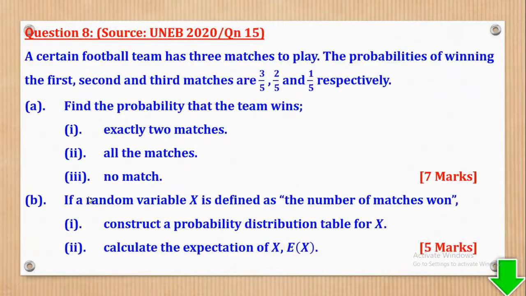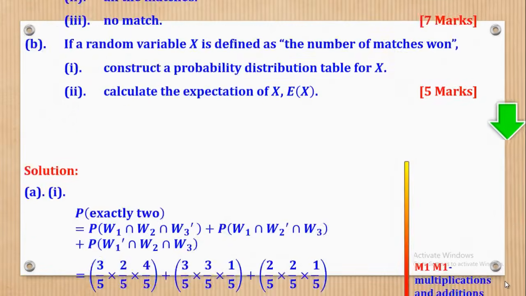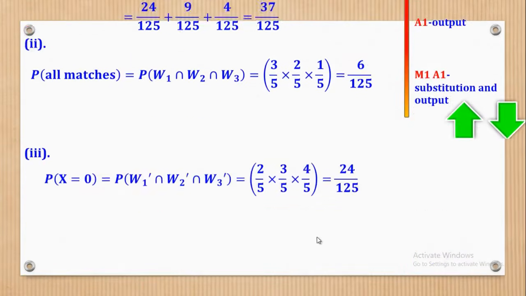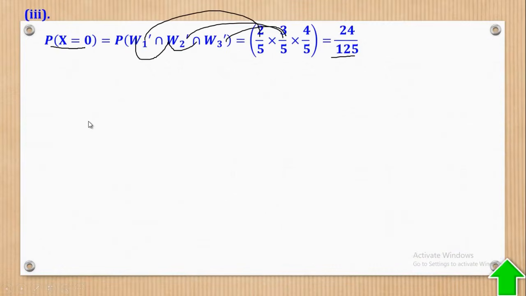Now here they told us if a random variable x is defined as the number of matches won, Roman 1 construct a probability distribution table for x, and Roman 2 calculate the expectation of x. So remember, the probability distribution table is a table containing x values and their corresponding probability.